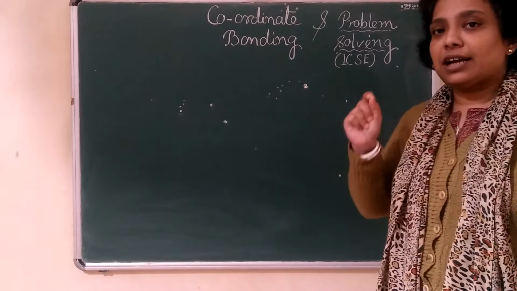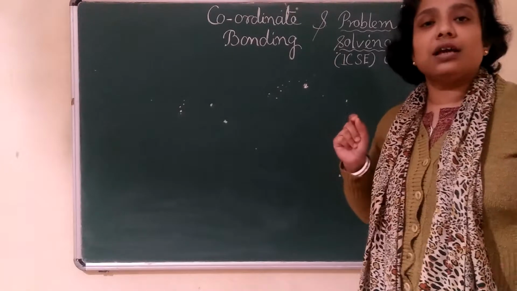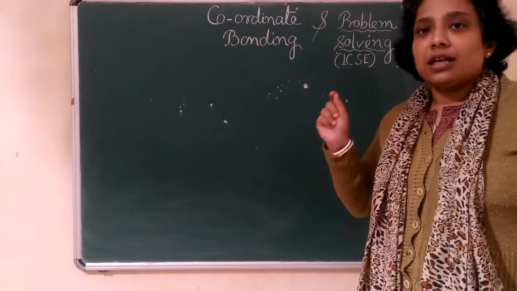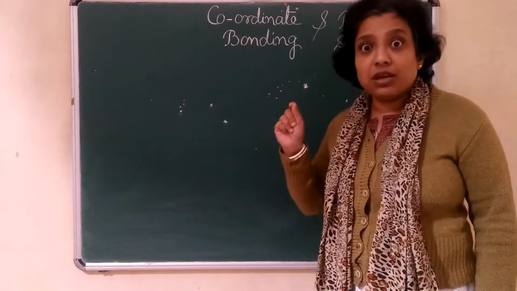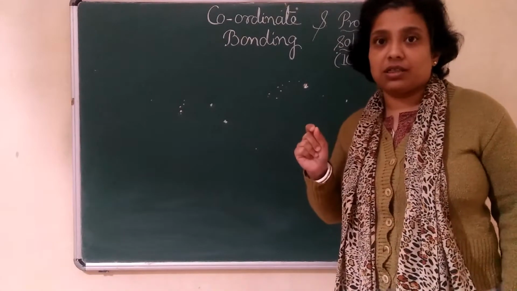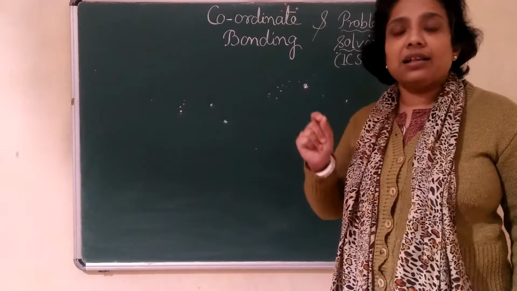That time I feel that children know these things. They know what coordinate bonding is. They know covalent bonding, ionic bonding. Everybody knows about it, but still they are making some common mistakes, which I don't want you to make, and that is the reason.